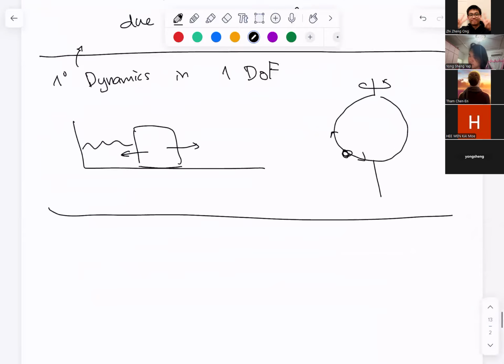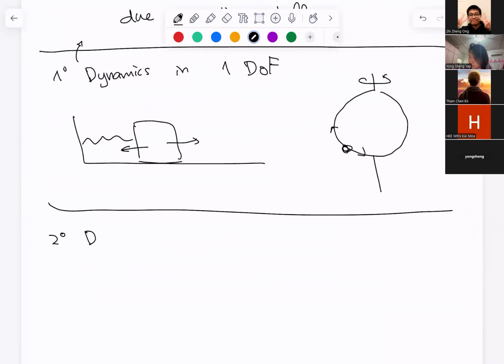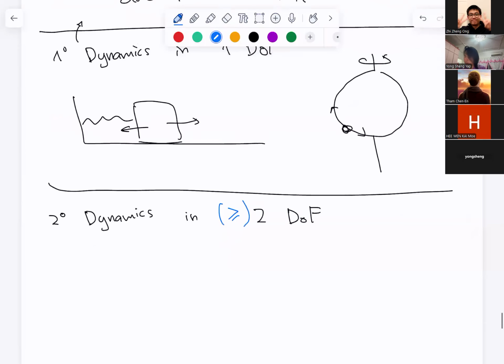Okay, in some cases, you have dynamics in 2 degrees of freedom or more. Okay, but we'll just deal with two in the meantime. So let's see how we can deal with dynamics in 2 degrees of freedom and more.